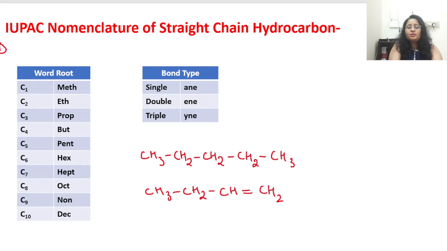The first point is, when we start writing a nomenclature, first of all we should know the root word, and after that we will add the suffix. So word root plus suffix. Here word root means number of carbon atoms. So let's have a look at the table of word roots.